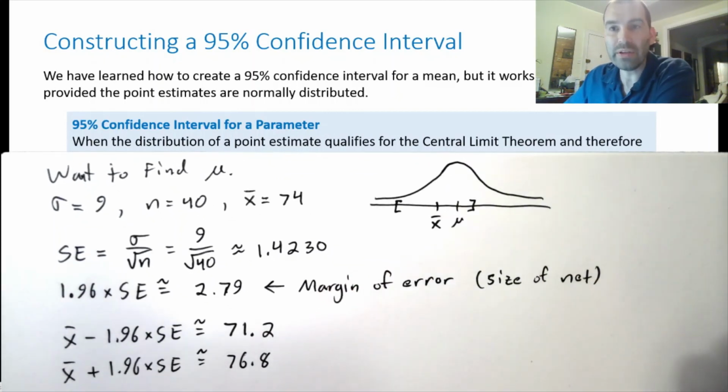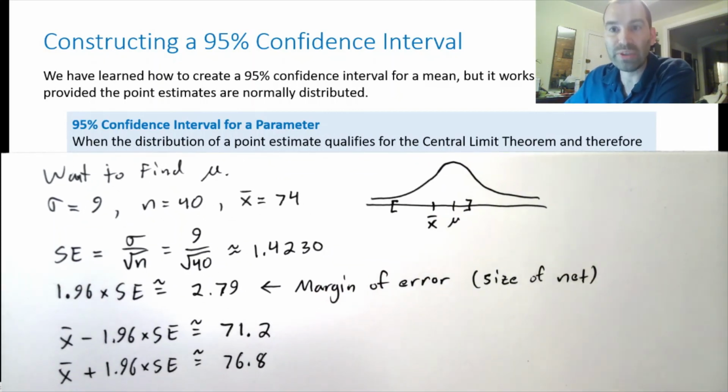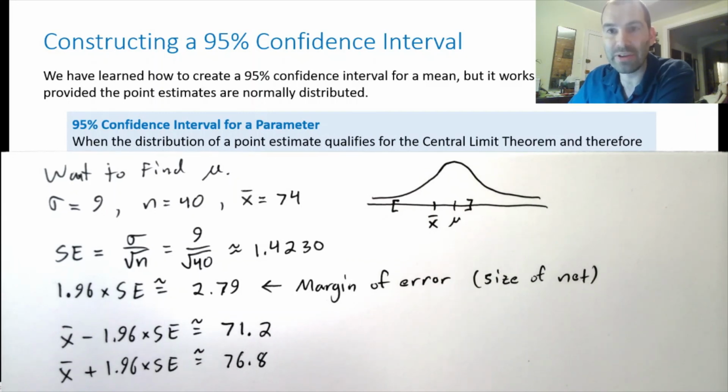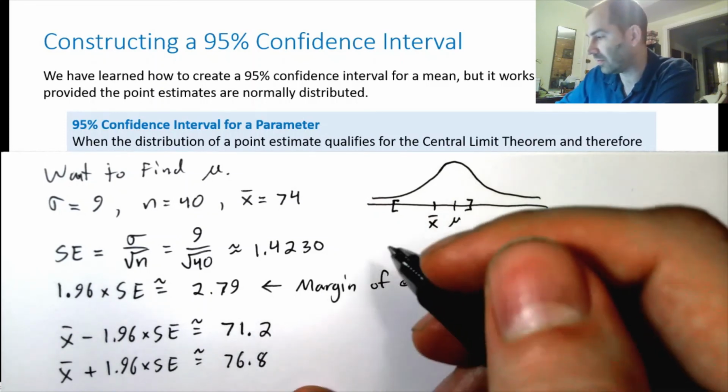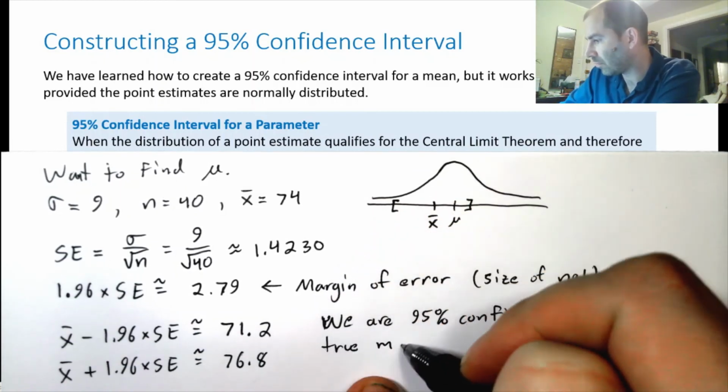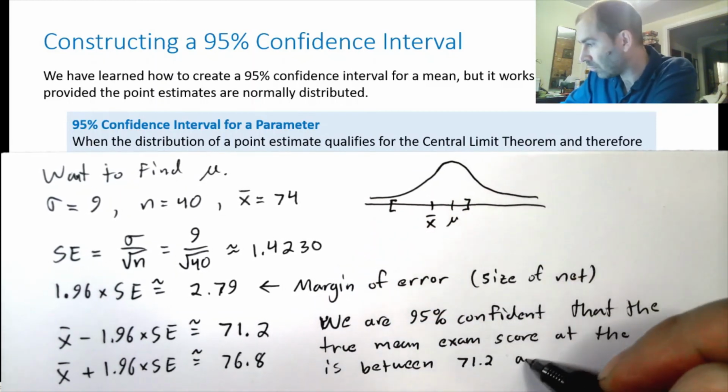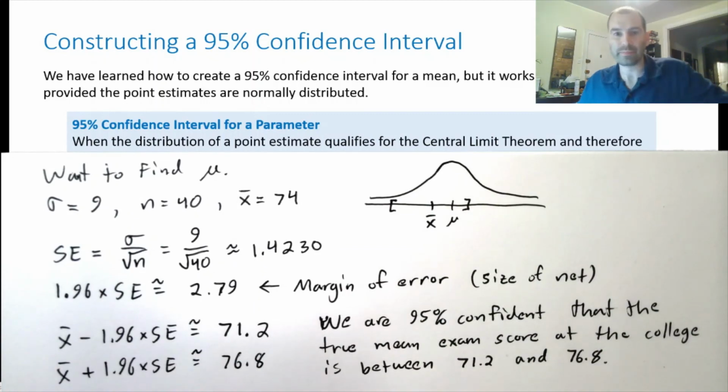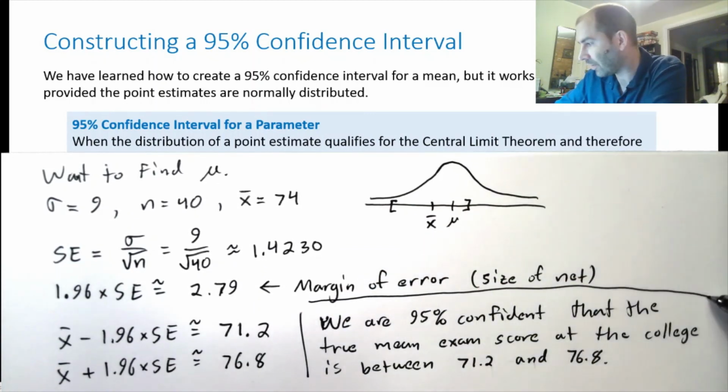And so how do we describe this in words? Well, we say we're 95% confident that the true population mean exam score is between these two values. And there we go. That is our confidence interval.